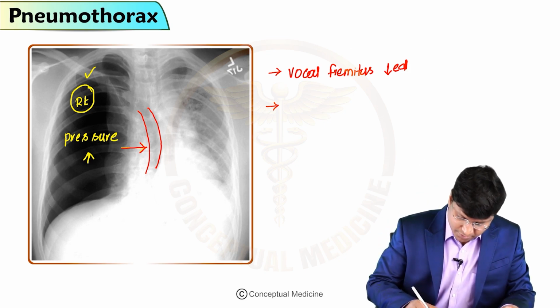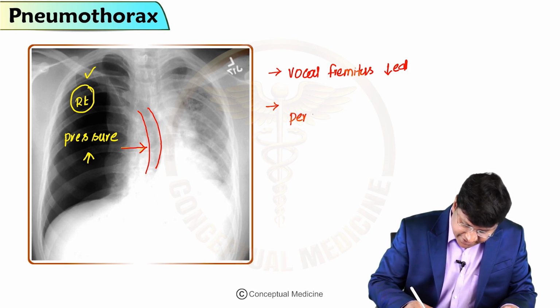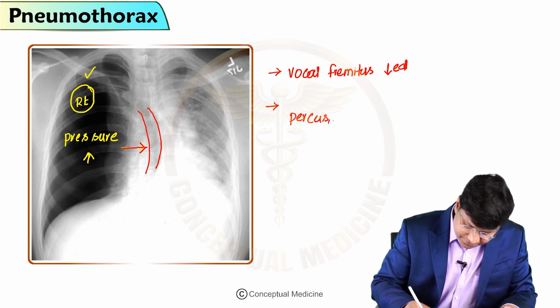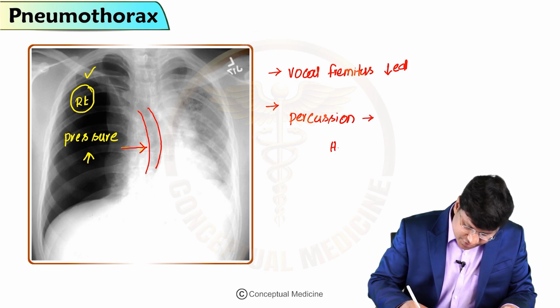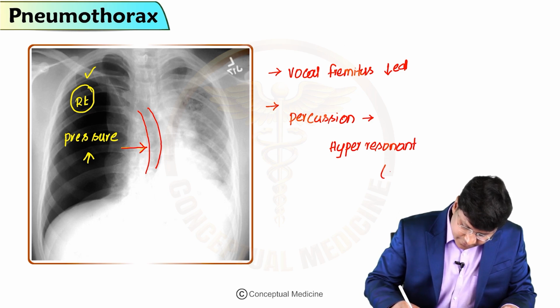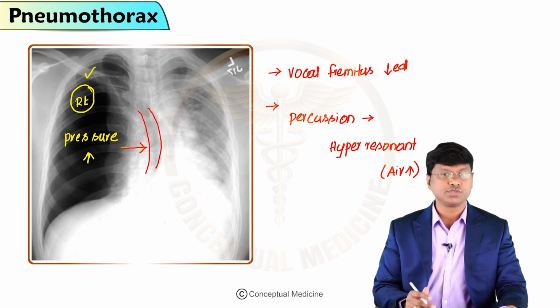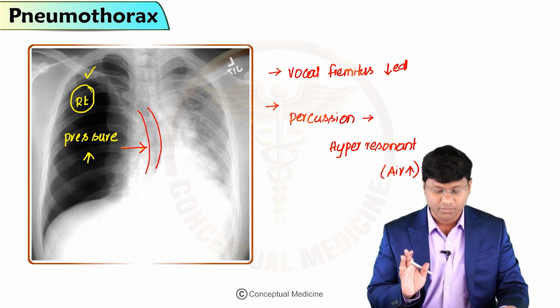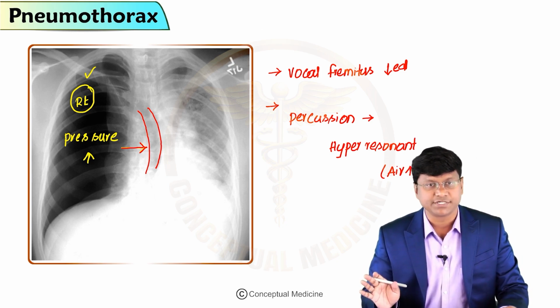Then, what will happen to the percussion note? On percussion, you will have a hyperresonant note. And why is this note hyperresonant? That is mainly because of the presence of excess air within the lung. That is your percussion note.